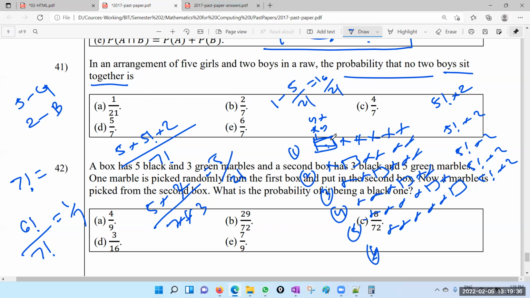Factorial 6 into 2 possibilities are there, divided by factorial 7. Yes, all together factorial 7. So then what will happen? 2 divided by 7. So what we need is 1 minus 2 divided by 7, which is 5 divided by 7. The answer is D then.